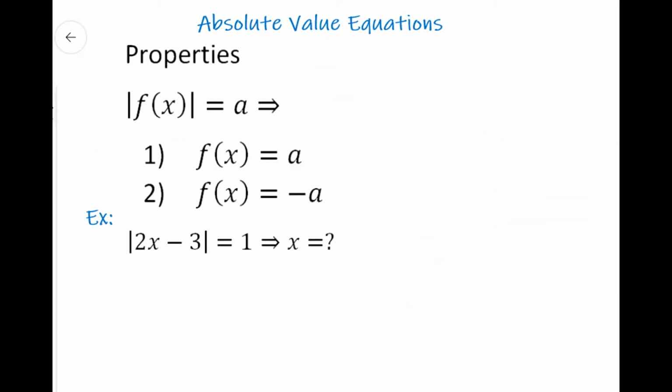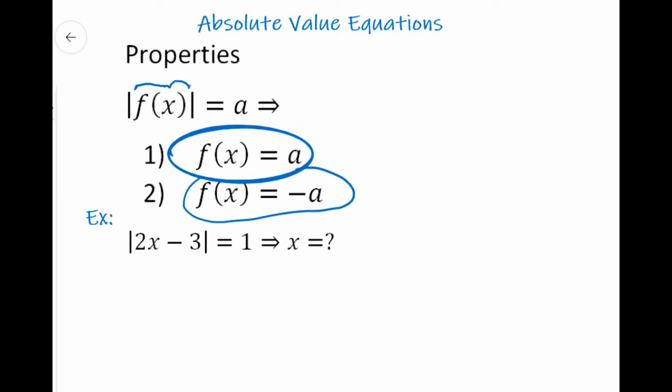Before solving the question, we have a property. Okay, suppose that we have absolute value of f of x and that is equal to a. We have two options in this case. The inside might be positive a, or the inside might be -a. So there are two options. Why? Because the absolute value of a is a, and the absolute value of -a is also a. And suppose a is a number.